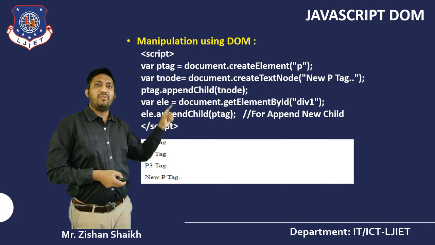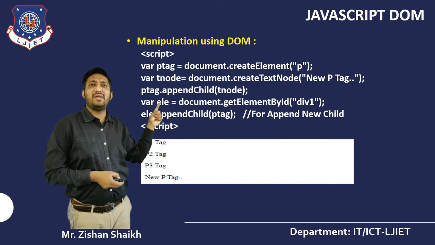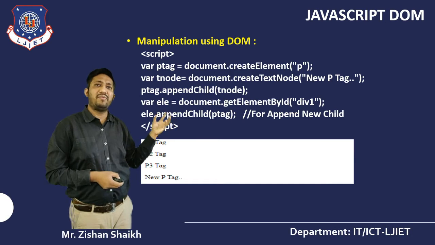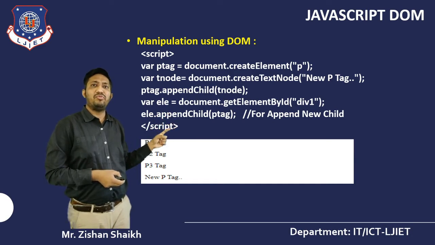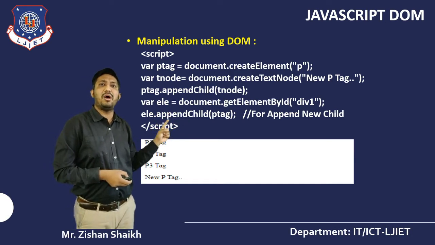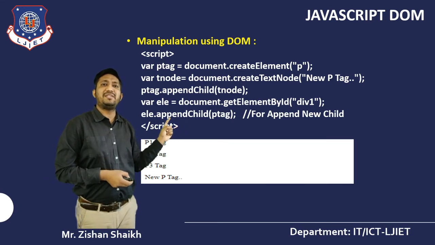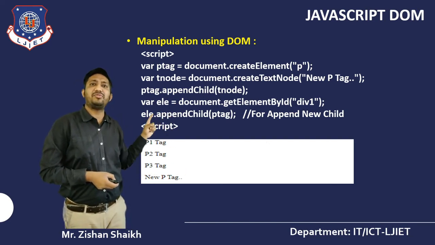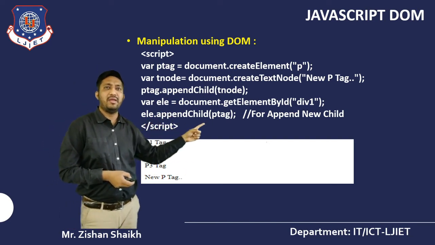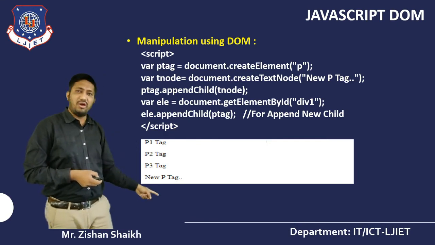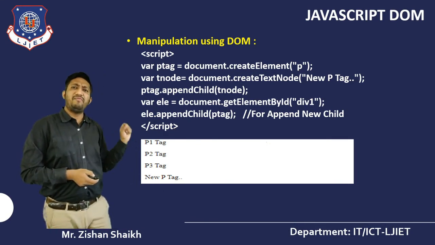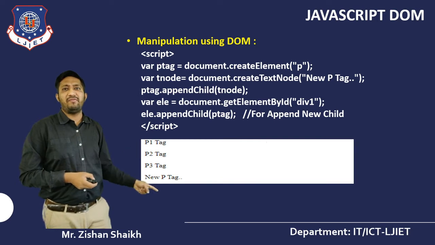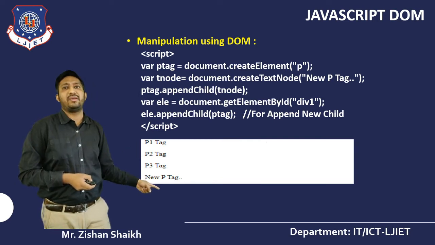Now which element do I want to insert? That element is my P tag, which has the text new P tag. For that we have to use which method? appendChild. The appendChild method helps us append a new element in our HTML file. So ele.appendChild P tag will be the output of this. Without changing our HTML file, we are adding a new paragraph tag here.